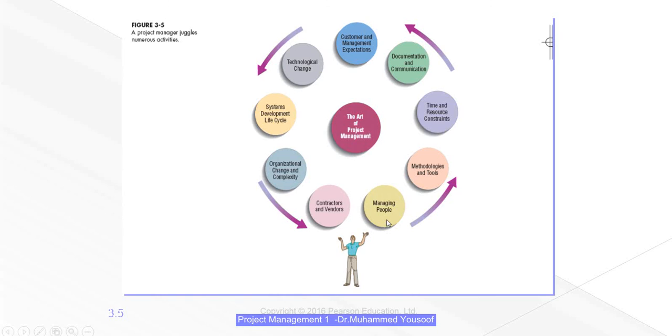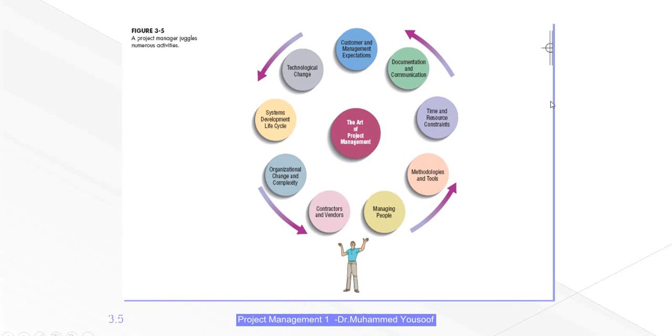Another important skill is what? Managing the people. This is a very difficult and complex task. Not all people working in the company are the same. Not all the people working in the company have equal capabilities. Some of the people are good in some of the aspects. So managing the people involves getting the work done from the people according to their capabilities. That's called managing the people.